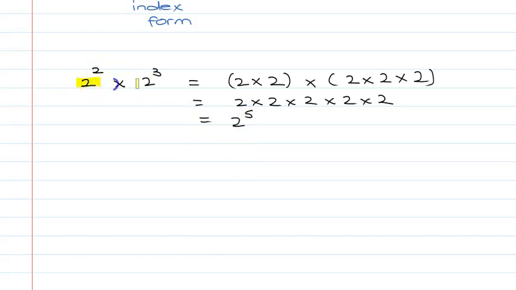Now can we see a relationship? They've all got the same base, and that's the key to this. They must have the same base in order to give the simplified answer. And let's have a look at the powers. We've got 2 and 3 and then 5. Can we see a rule? Let's see if we can see another one.